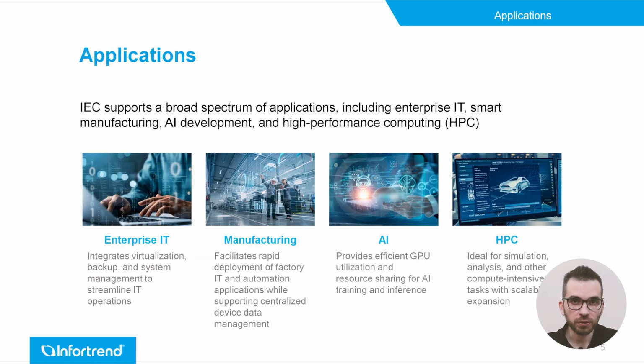Infortrend Enterprise Cloud supports a wide spectrum of use cases, including enterprise IT, smart manufacturing, AI, and high-performance computing. It streamlines IT operations with integrated virtualization and backup, accelerates factory automation with centralized device management, and powers AI development through efficient GPU resource sharing. For HPC workloads, IEC delivers the scalability and performance needed for simulation, analysis, and other compute-intensive tasks.